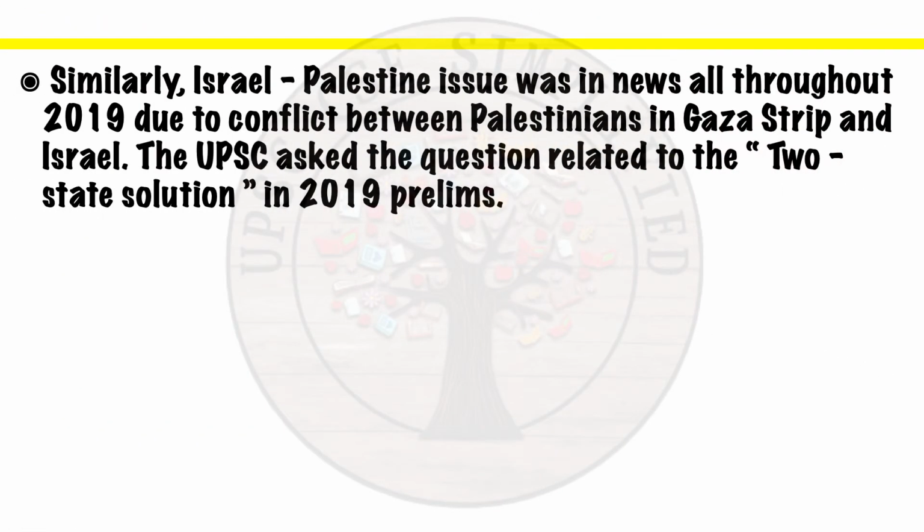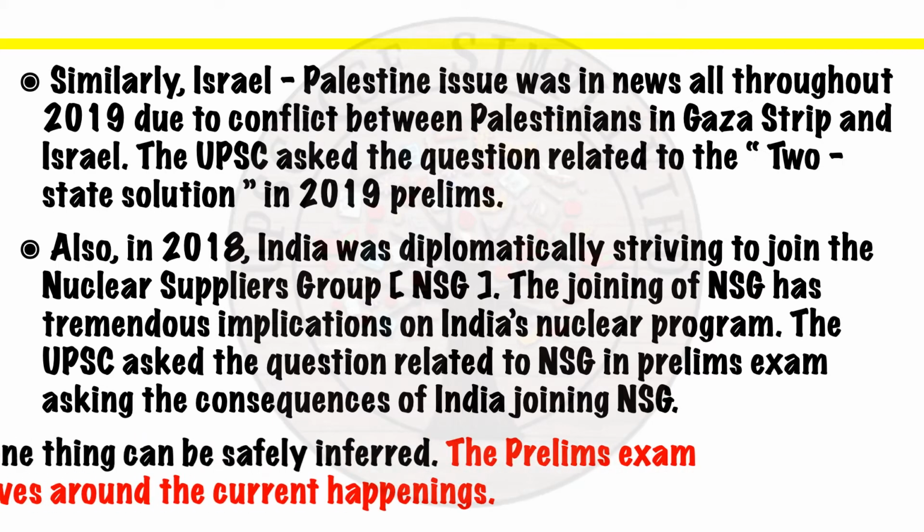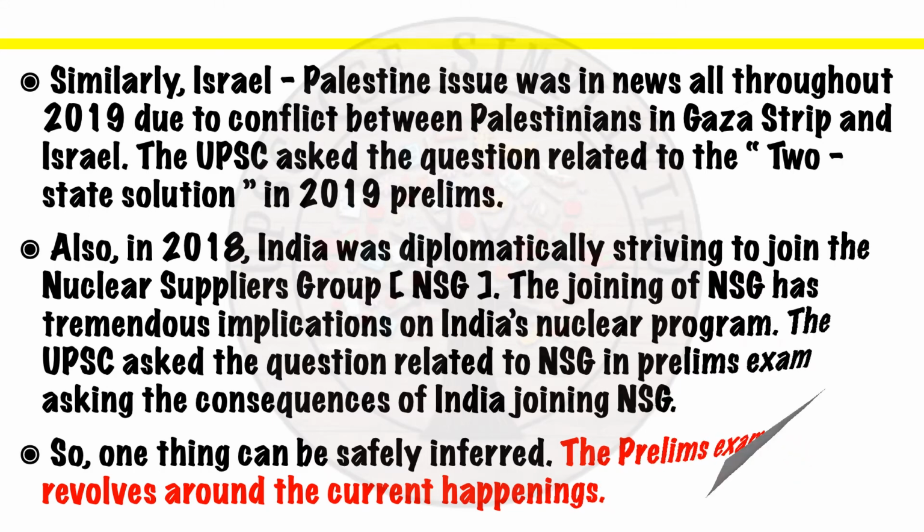Similarly, the Israel-Palestine issue was in news all throughout 2019 due to conflict between Palestinians in Gaza Strip and Israel. The UPSC asked a question related to the two-state solution in 2019 prelims. Also, in 2018, India was diplomatically striving to join the Nuclear Suppliers Group. The joining of NSG has tremendous implications on India's nuclear program. The UPSC asked a question related to NSG in the prelims examination, asking the consequence of India joining NSG. So one thing can be safely inferred: the prelims examination revolves around the current happenings.